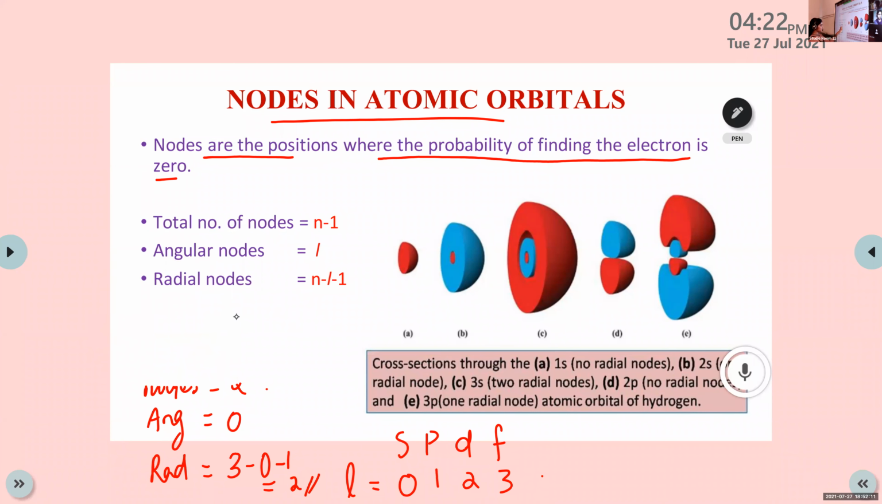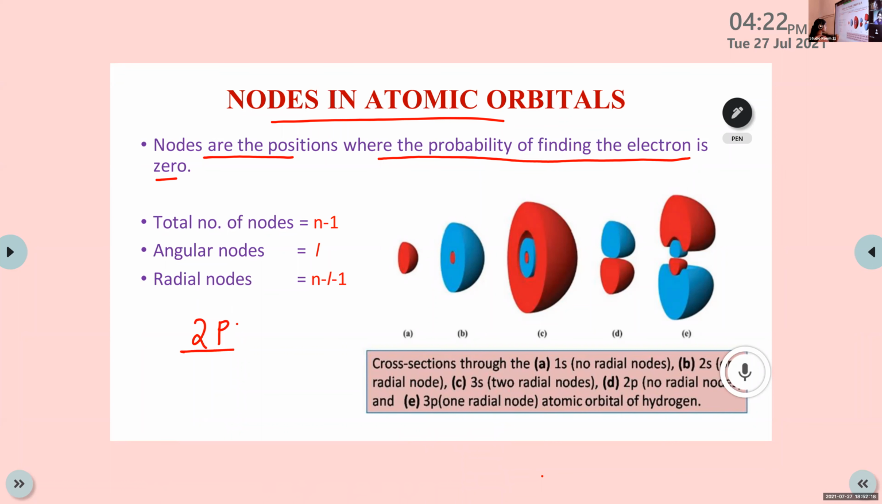Then the next one, 2p. Nodes. Malavika, can you tell me the number of nodes? 2 minus 1, 1. Yes, that's equal to 1. Then what about angular nodes, Shabari? 1. Yes, it's 1. Very good, because p has the L value 1.